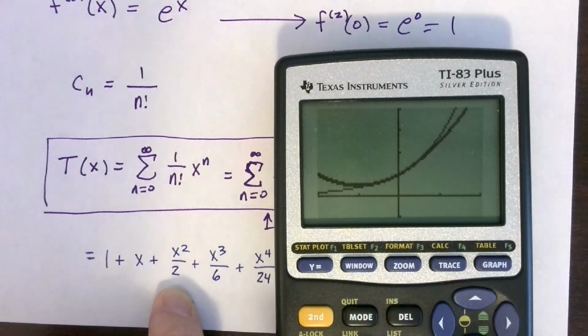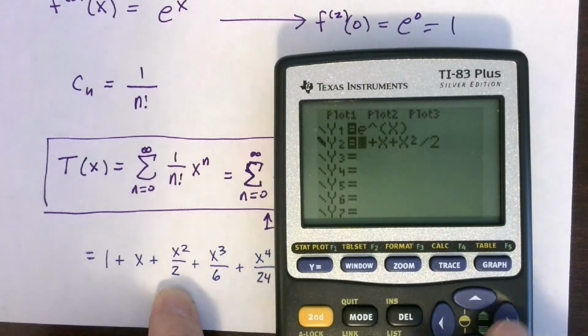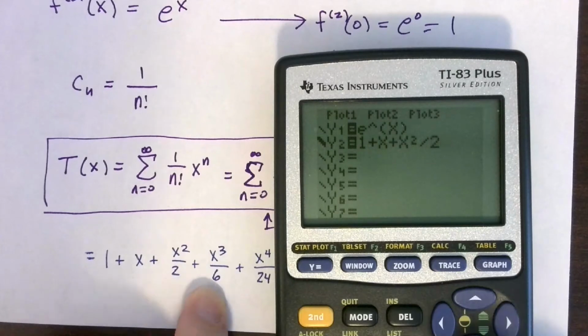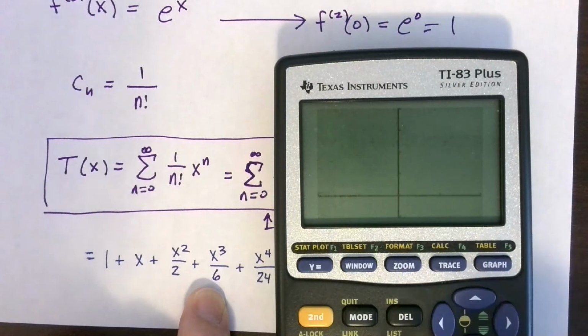Okay, let's do one more term. What's the next term going to be? x cubed divided by 3 factorial. And 3 factorial is 3 times 2 times 1, which is 6. So this is x cubed divided by 6. All right, let's take a look at the graph now.